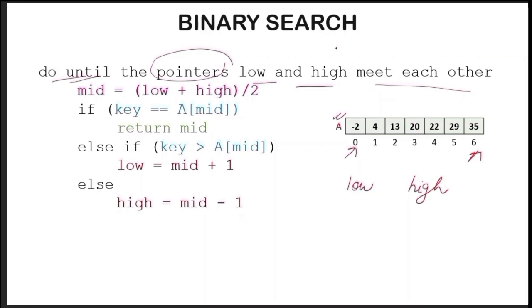So how the binary search algorithm works is, it has two pointers, low and high. We assign low to point to the lowest index, 0, and high to point to the highest index, that is 6 for this array. And suppose we have to find the element 29, whether it is present in the array or not. So how does binary search work?